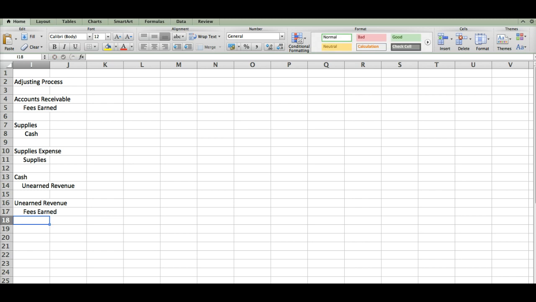So this is an example of some of the things that you'll be making adjusting journal entries for. And you'll be using percents or periods or days of the month in order to calculate exactly how much you do it. But this is the overall picture of what your adjusting journal entries may look like.